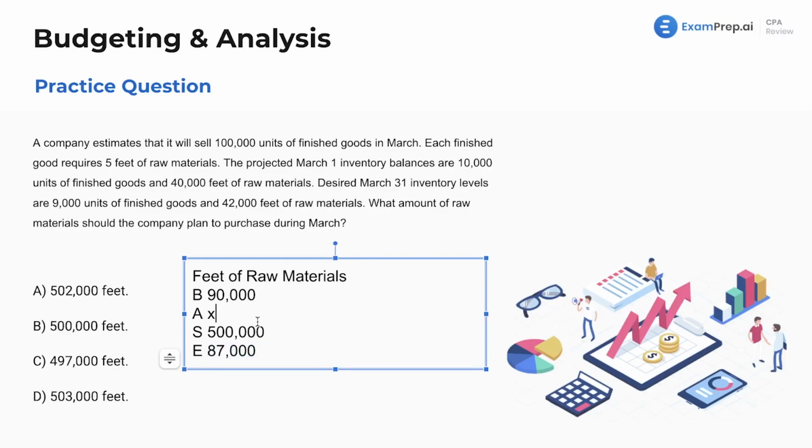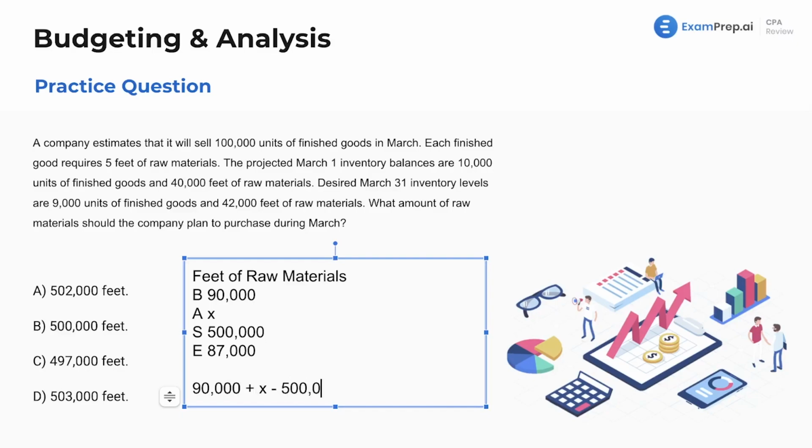Great. Just to recap here, we have a nice looking base formula, and you'll have to do this plenty of times throughout the exam. God, you got to love all the algebra. It is a wonderful time. Now let's plug it all out. Beginning of 90 plus x minus 500,000 equals 87,000.